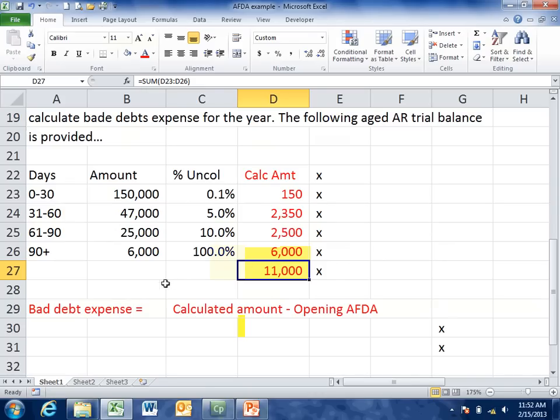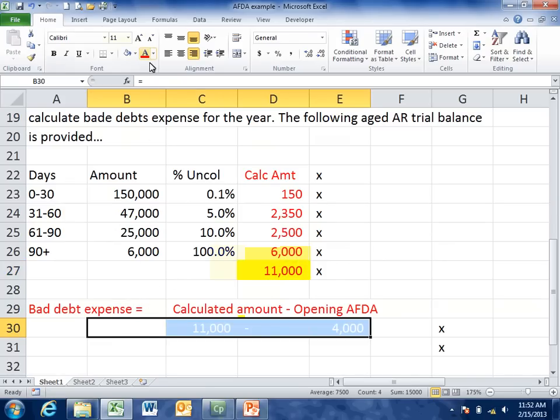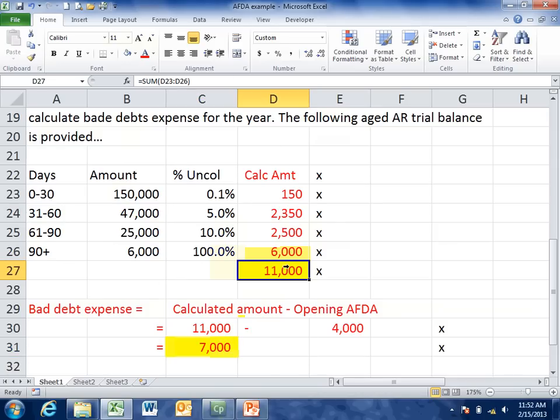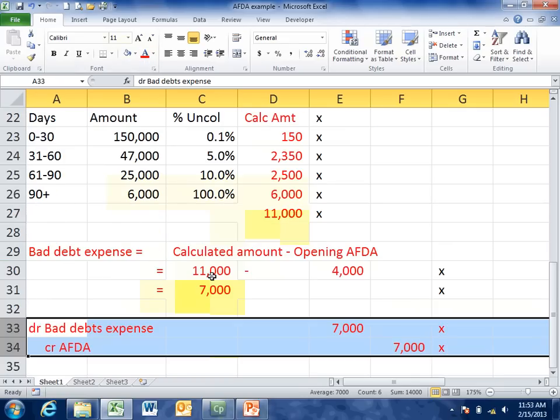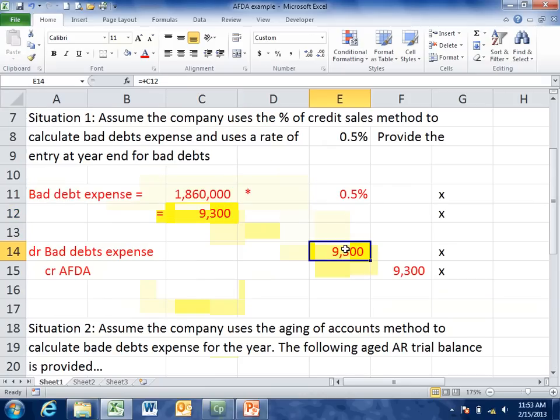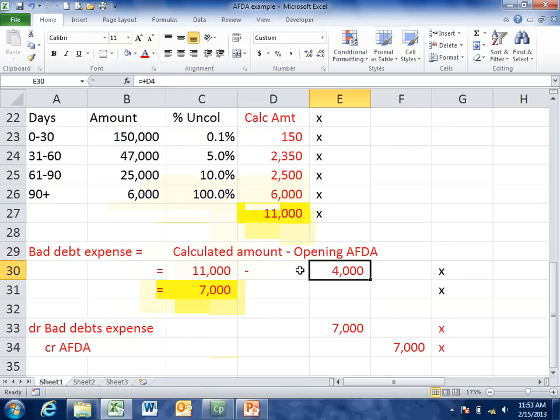So what's my journal entry? What's my bad debt? Well, 11,000 minus 4,000 means I need to post $7,000 in bad debts expense. Because once I do that journal entry to record that, my closing balance will be at 11,000. So notice the difference between the two, right? And here's that journal entry. We're still debiting bad debt expense and crediting AFDA, but notice the difference, right? In the first example, the number that we calculated went right to the journal entry. In the second example, the number that we calculated was adjusted for what was in the opening AFDA to get a net figure. Okay, and that goes to the journal entry.